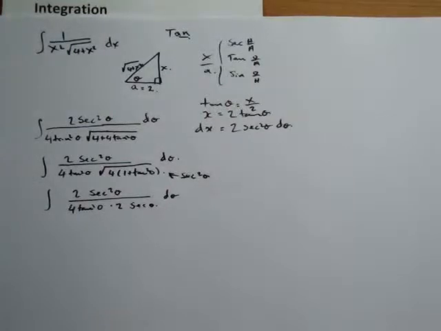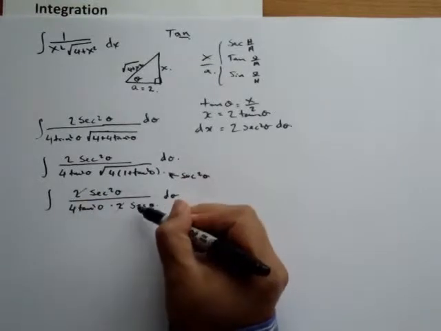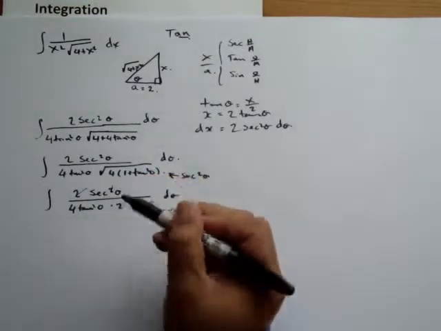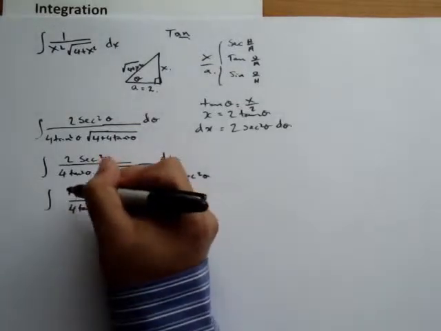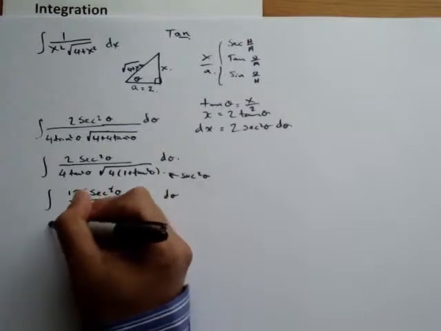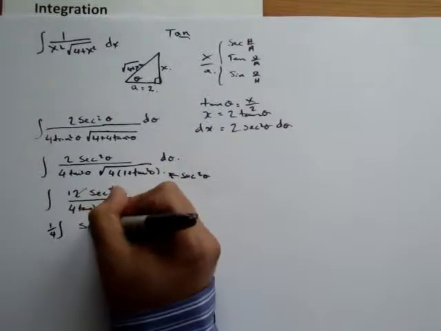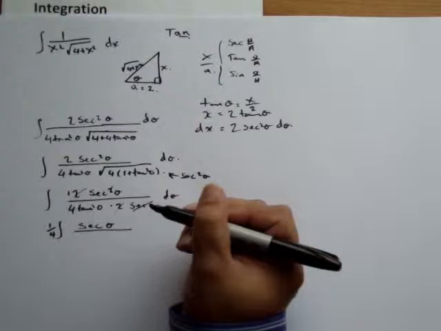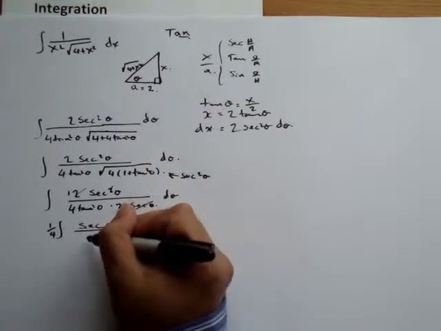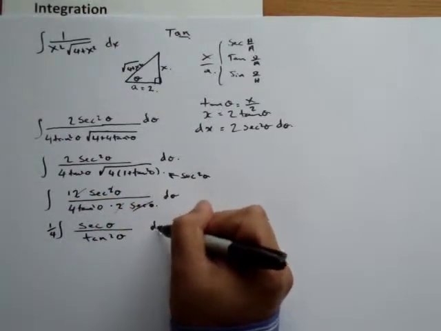Okay, now let's see if we can do some cancelling. Well, that 2 cancels with that 2, and one of those secs cancels that, so we're left with 1 over 4. Move that to the outside. This sec theta on the top, and on the bottom we have tan squared theta d theta.